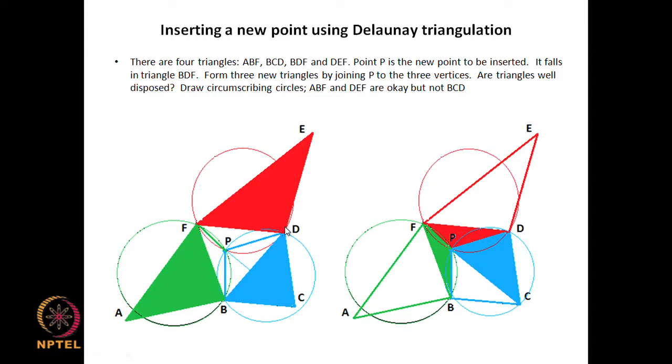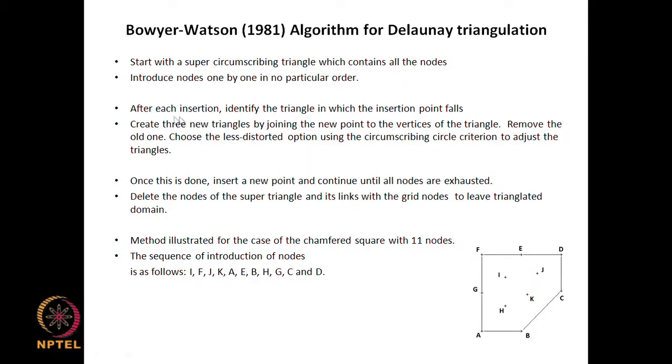So the old one is removed, and in place of that you put 3 new triangles, so that by the insertion of this point P you have created a net addition of 2 triangles. Now that is not sufficient, so we go through all possible quadrilateral combinations to see, using this circumscribing circle criterion, whether we have the best option in terms of triangulation, and we adjust if necessary, and then we move on to the next node. So that is the thing here.